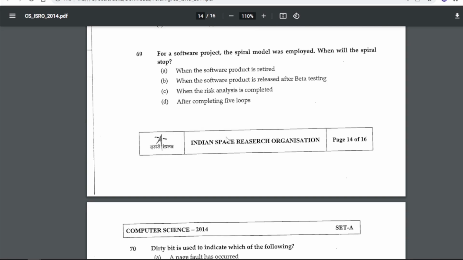Question number 69 is: for a software project, the spiral model was employed. When will the spiral stop? Okay, so it is asking, for a software project, the spiral model was employed, when will the spiral stop? So for this, the answer is A, that is when the software product is retired.